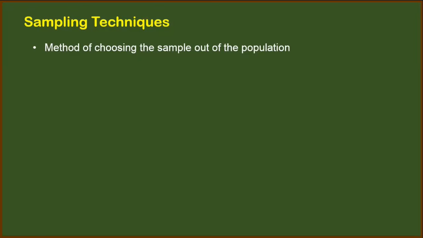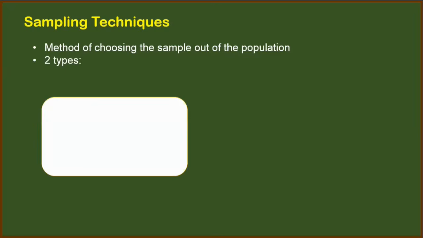So sampling techniques are the methods of choosing the sample out of the population. This is very crucial because if you have an error in choosing the sample out of the population, then the credibility of your data will be at stake. The following are the two types of sampling techniques.